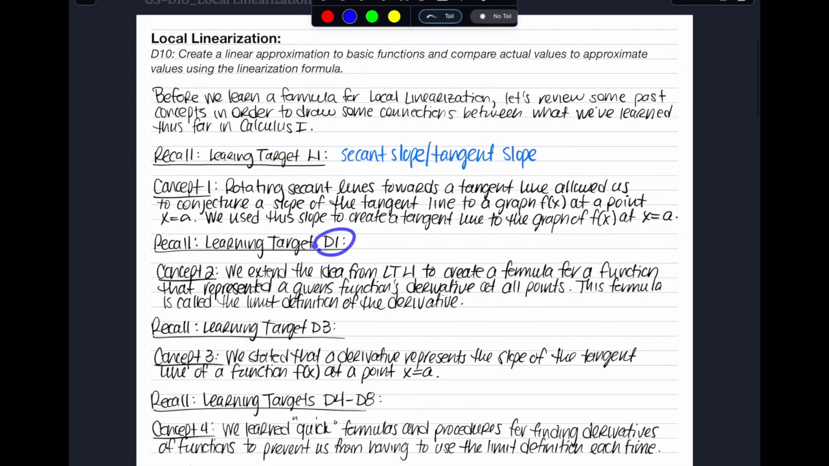Because from Learning Target D1, remember that's when we used the limit definition of the derivative. And this created a formula using limits, which we learned about really in all of L1 through L4. But it used the idea of limits to find a formula for the derivative. And if you recall, we found the limit as the interval between secant line points went to 0 of the difference quotient, which is exactly what we use to find the secant slope. I'm going to write this formula down in a little bit.